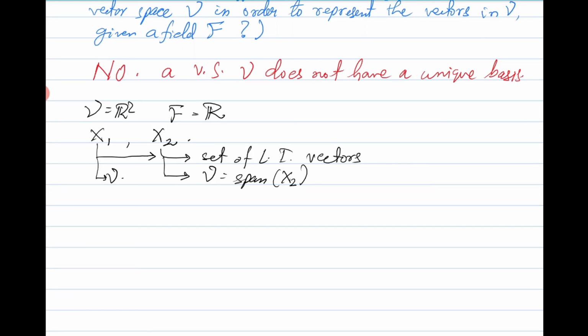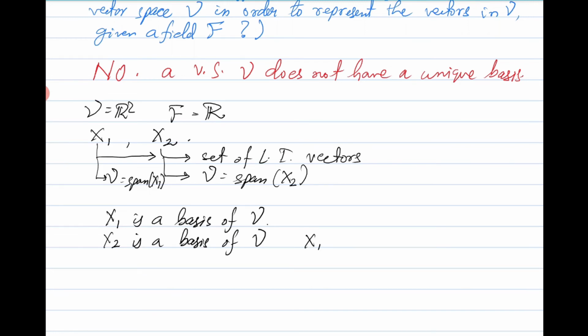The same arguments also hold for x1 as well, right? V is spanned by x1. So x1 and x2, both of them are said to be the basis of V. Okay, there are two different bases. So I can say x1 is a basis of V, x2 is also a basis of V. And note that these sets are not the same sets.